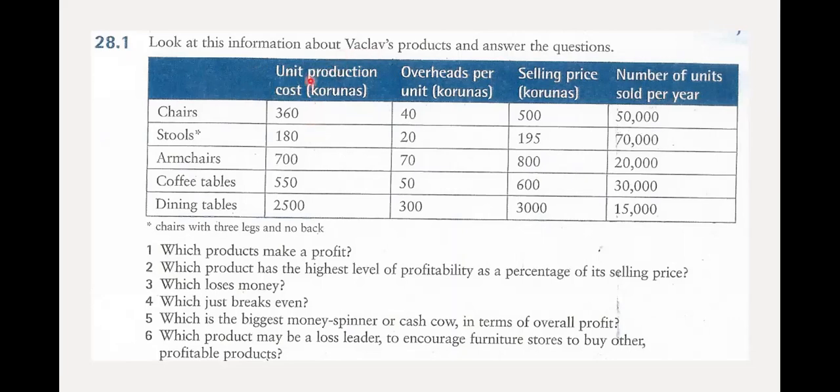Look at this. Pay attention to the unit production cost, overheads per unit, selling price, and number of units sold per year. So you have to answer these questions. Which products make a profit? Chairs, stools, armchairs, coffee tables, dining tables, right?